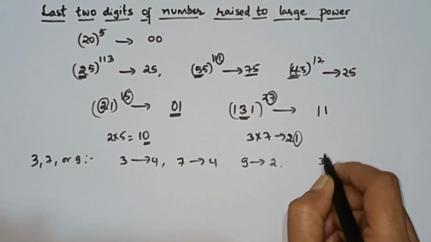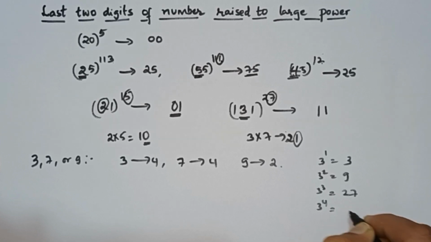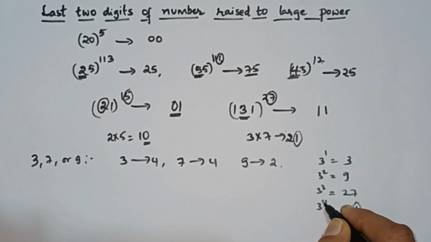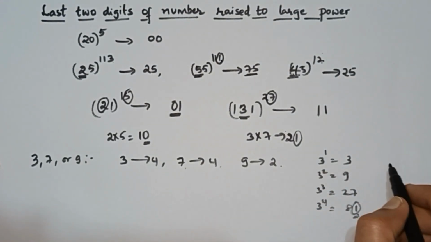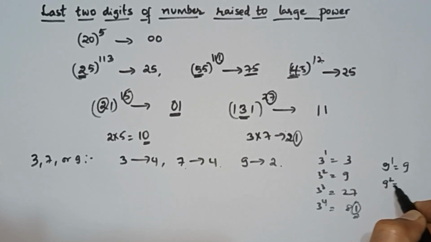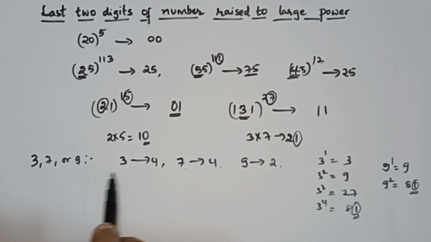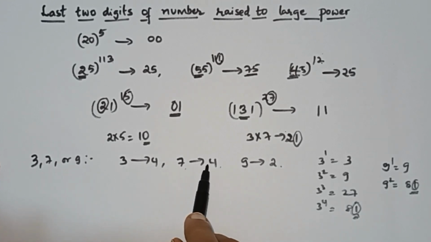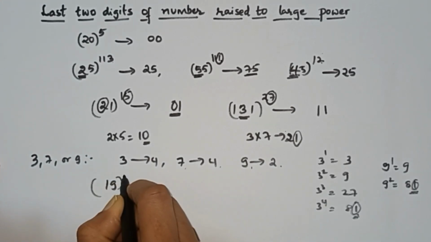That is, 3 to the power 1 is 3, 3 square is 9, 3 cube is 27, 3 to the power 4 is 81. So when you raise the power by 4, the last digit becomes 1. It is the same in the case of 7. But in the case of 9, 9 to the power 1 is 9 and 9 square is 81, so it ends within the second power of 9. Therefore, keep this in mind: the number has to be raised to the power 4 if it ends with 3 or 7, and to the power 2 if it ends with 9. Say for example, 19 to the power 266.